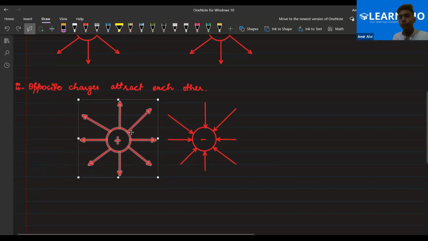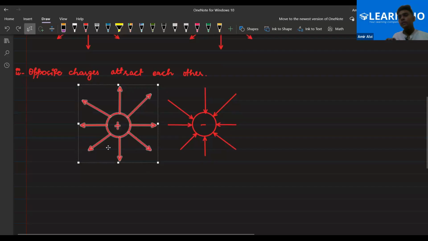Is this clear to all of you? Please do let me know. So this is the simplest visualization of the concept. Any doubt so far to anyone?